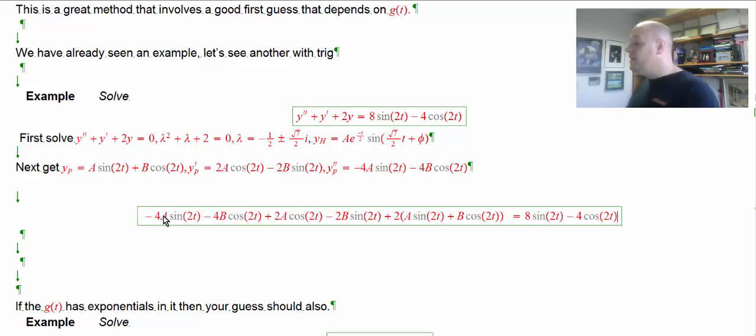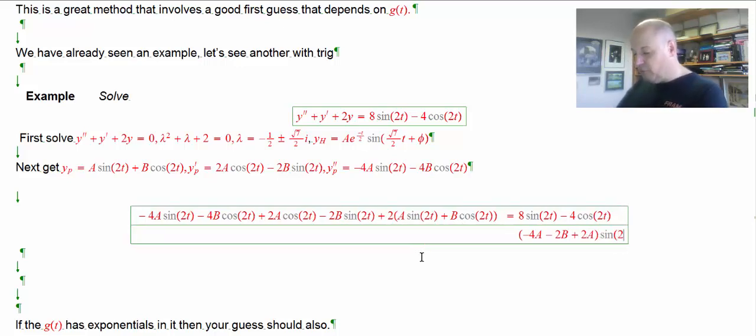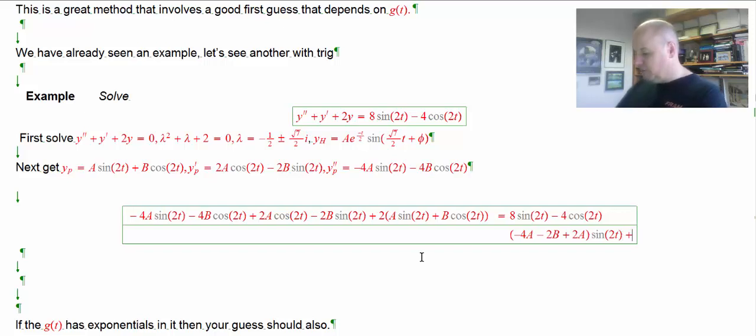Now I've got to simplify this, clean this all up. That means group the sines and the cosines on the left-hand side. So let's group with the sines. I have minus 4a here, I have minus 2b here, and I have 2a here. Those are the coefficients of the sine 2t.